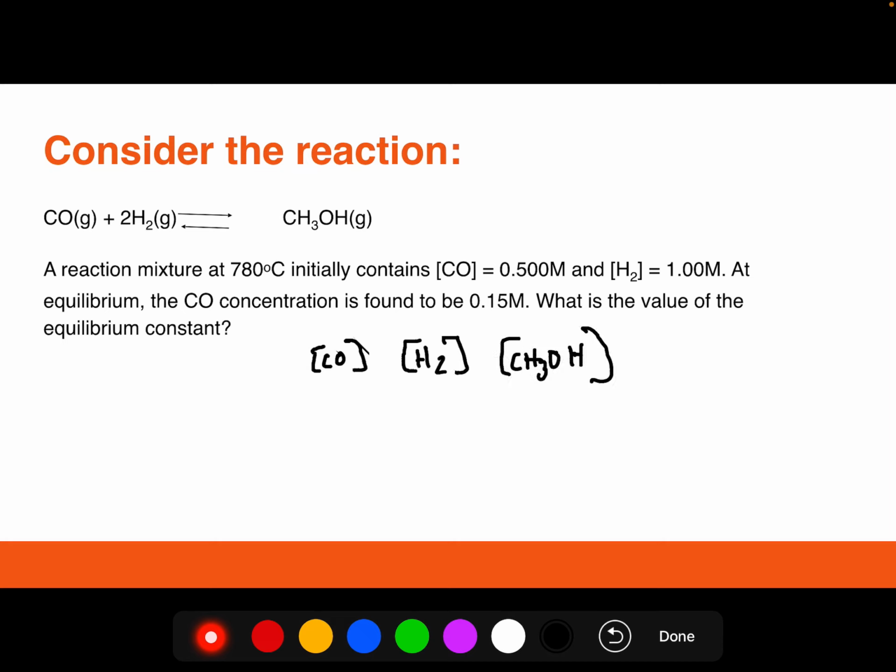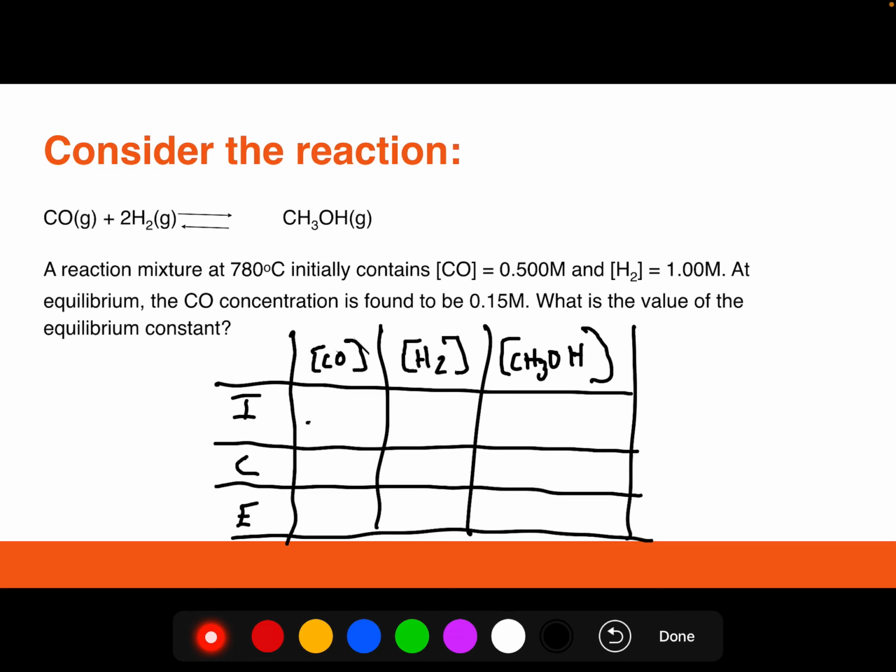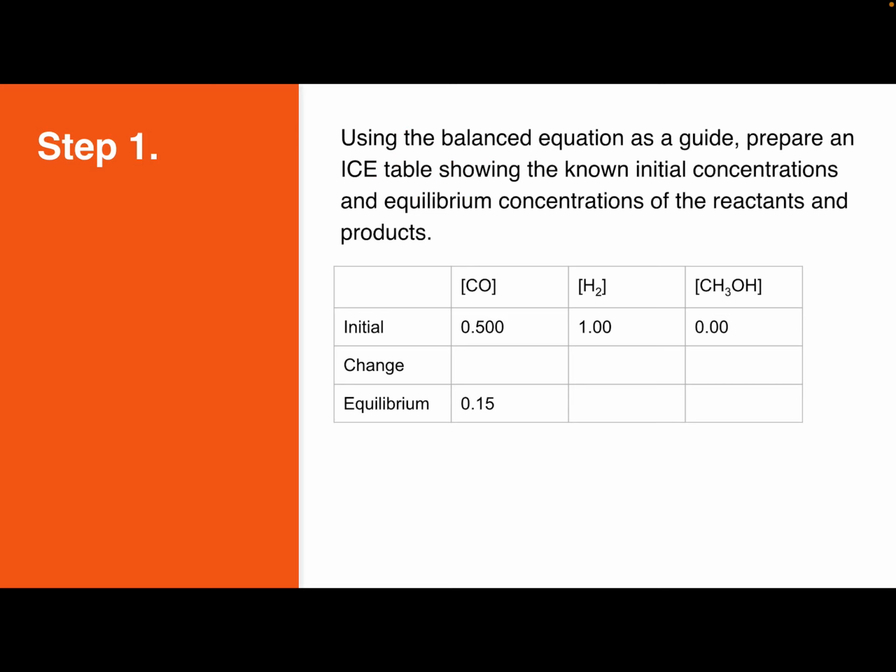Alright, so then I would just go I, C, E, and then I make my little columns like that, and then I would just plug in 0.5 here, 1.00 here, and 0 there, and that's how we would start. Then it says the carbon monoxide concentration at equilibrium is found to be 0.15. So you plug in everything you know, and then from there you work on it. So I'm going to go to the next slide. This is what it would look like, nice and cleaned up without my bad handwriting.